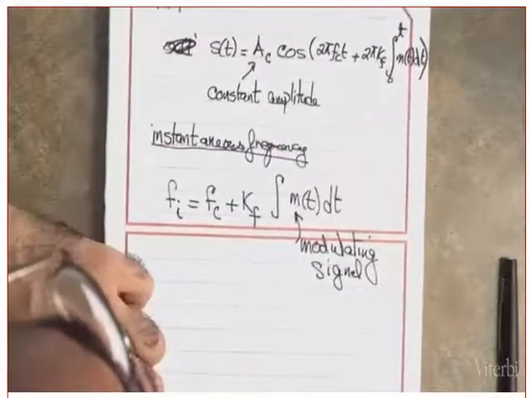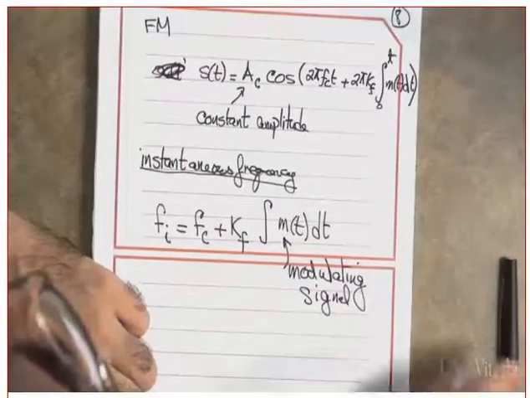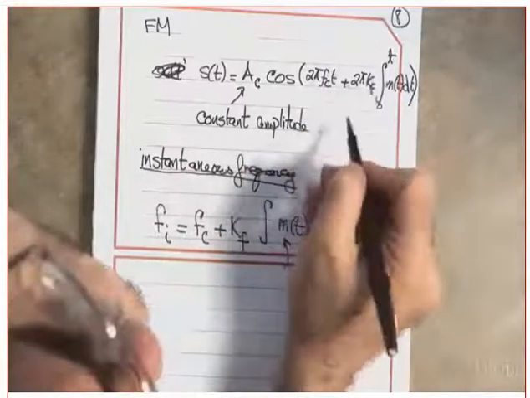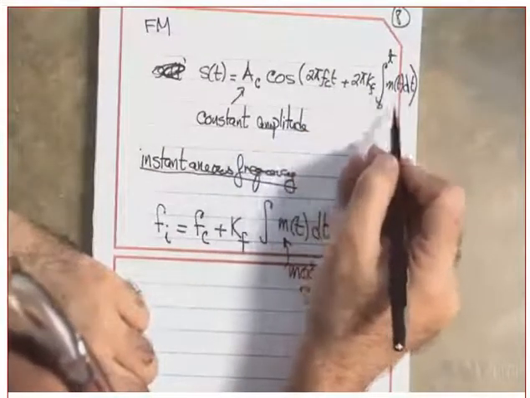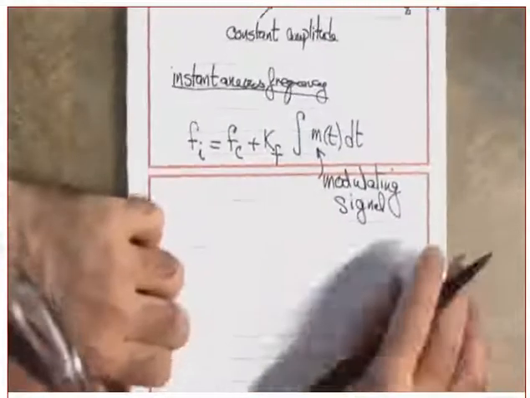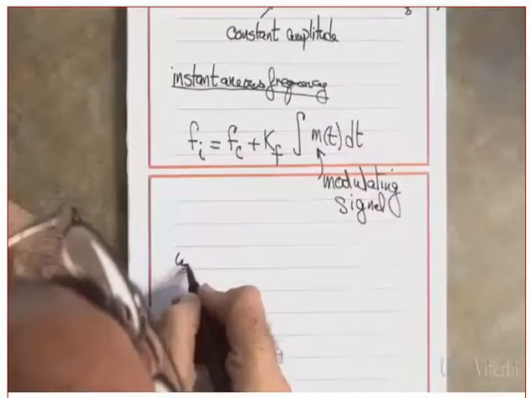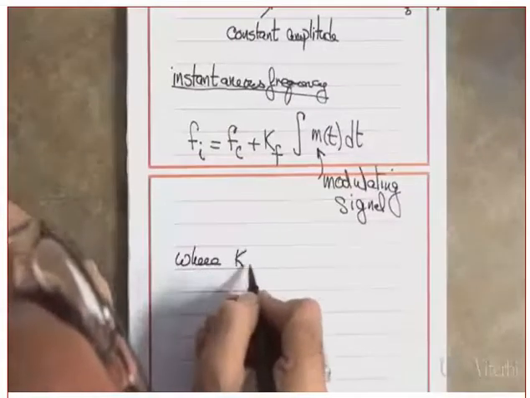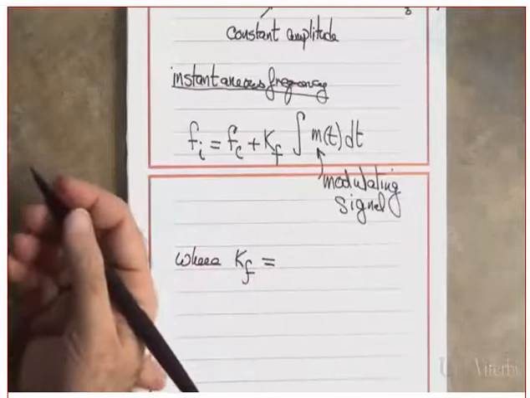Yes? Did I mess up? Can you factor out the 2 pi? So what remains inside? F_c plus what? Plus this guy. Yes? Okay. Now, what is K_F? Anybody remember?